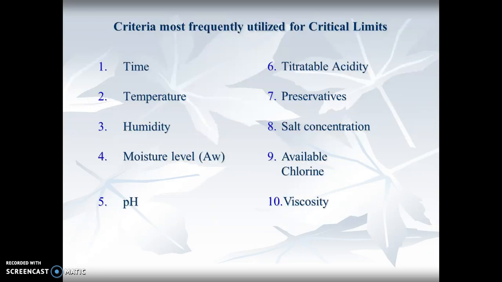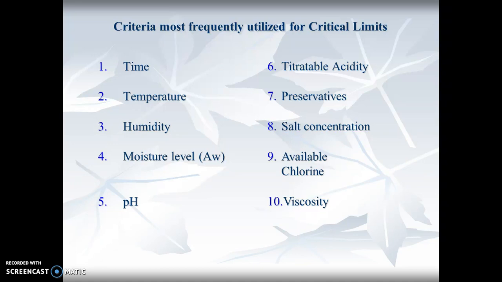Criteria most frequently utilized as critical limits: time, temperature. You'll continue to hear it. Humidity when you're cooking, moisture level as far as water activity, pH, titratable acidity. That is different than pH. Titratable acidity measures the acidity of the food product, which is able to carry out a reduction of growth.